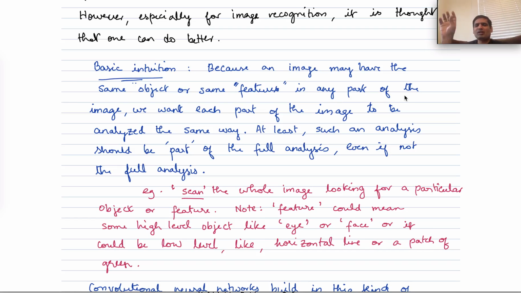We want each part of the image to be analyzed in sort of the same way, perhaps. Maybe in some images the top pixels are systematically different from the bottom pixels, like the sky versus the ground in panoramic pictures. But perhaps we want to analyze each part of the image with the same lens, if you will. At the very least, even if that's not all you do, such an analysis should be part of the full analysis of an image.